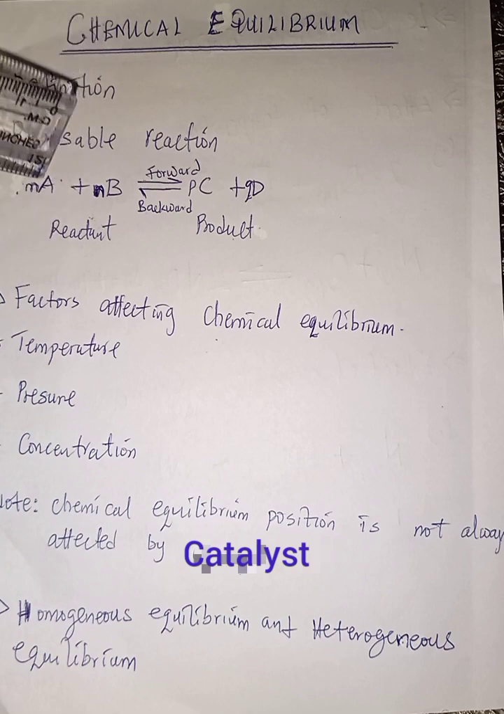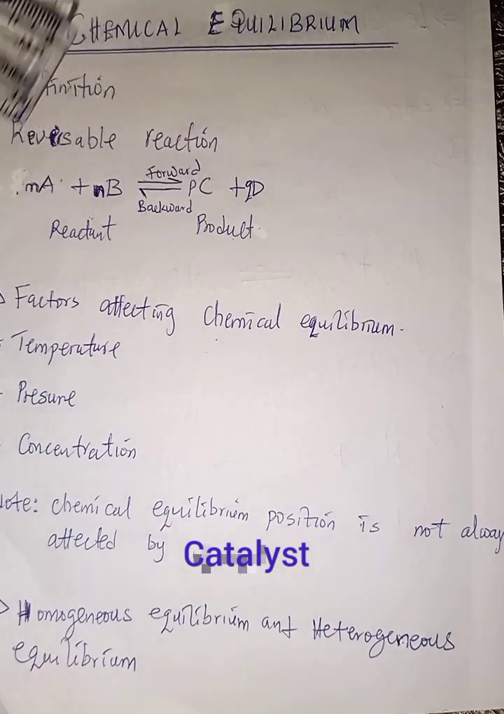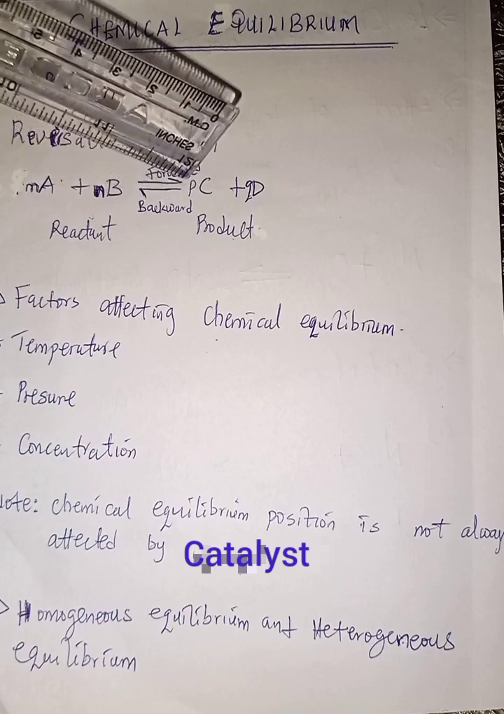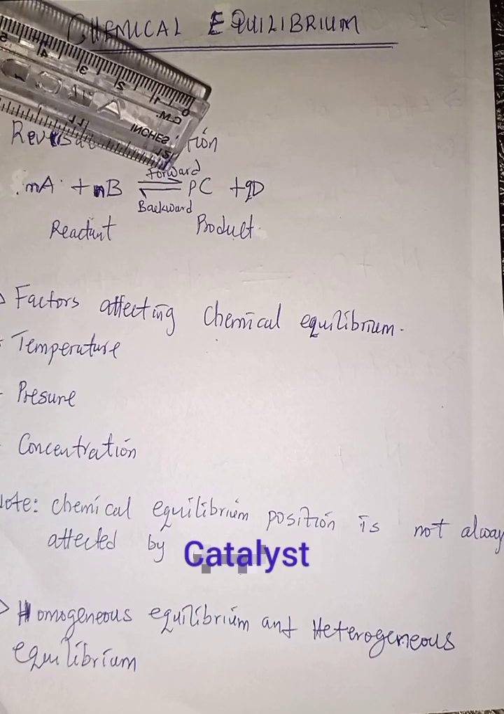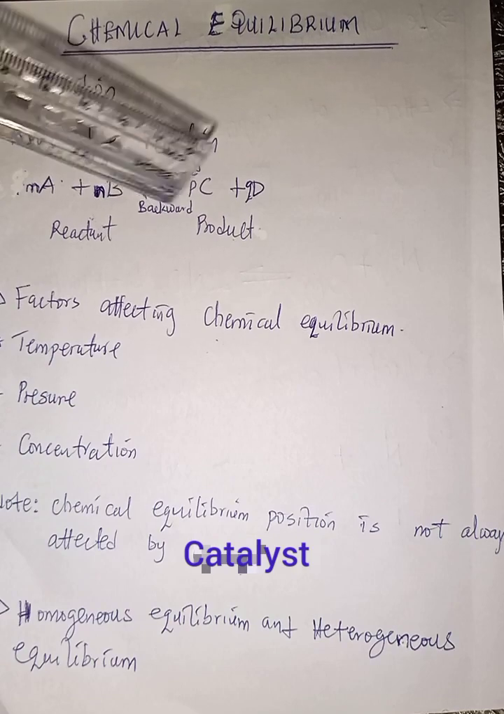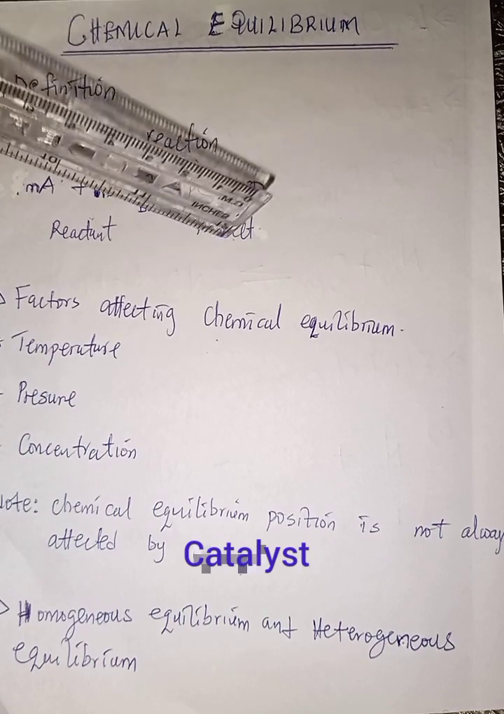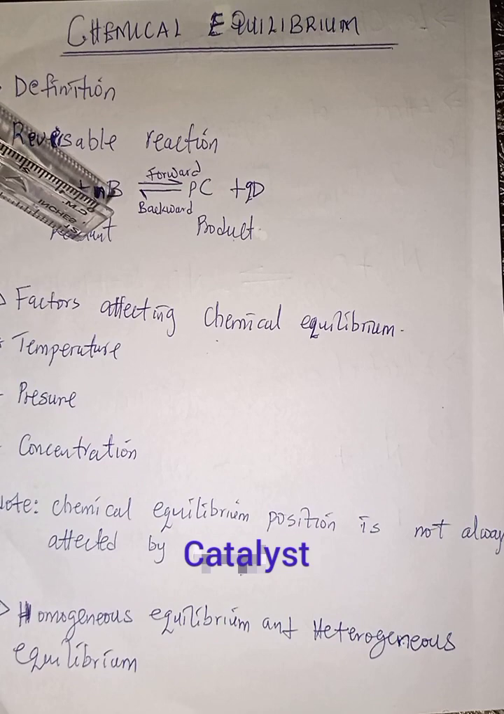An example is this reaction you have here, mA plus nB gives you pC plus qD. We use m, n, p, and q as the respective stoichiometric coefficients, or numbers of moles, of A, B, C, and D. This first stroke here is called the forward reaction. This backward stroke is called the backward reaction. C plus D is the product, and A plus B is the reactant.